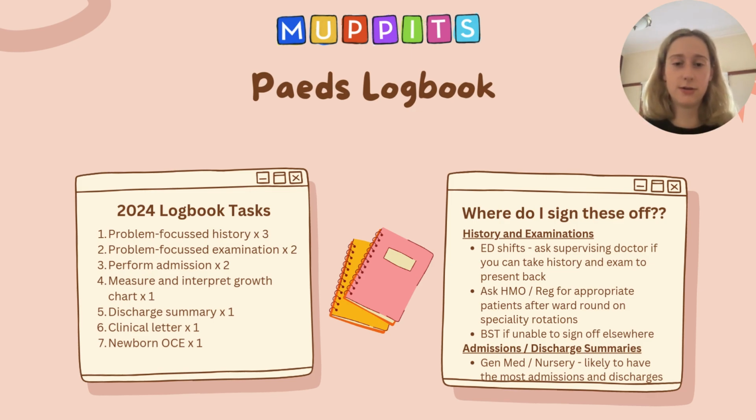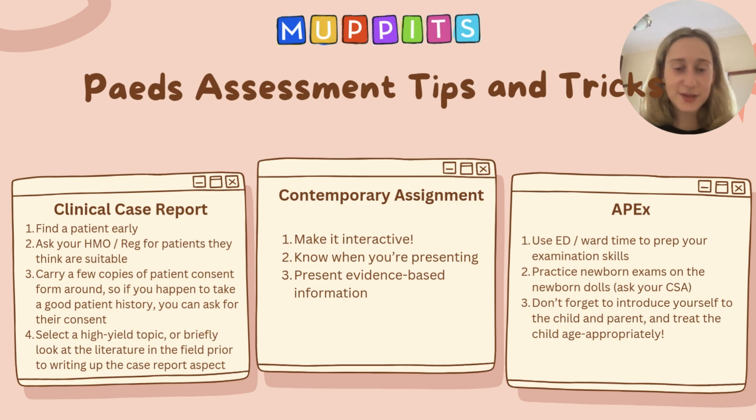Okay, so now for some nitty-gritty, the part that everybody will be quite interested in being tips and tricks for assessments on your Paeds rotation. In terms of the clinical case report, try and find yourself a patient early. If you complete this part early, you'll save yourself some stress later on, and it means that you have time as well to find a new case if there ends up being not enough research in that area. Asking your HMO or reg for suitable patients can also be quite useful too.